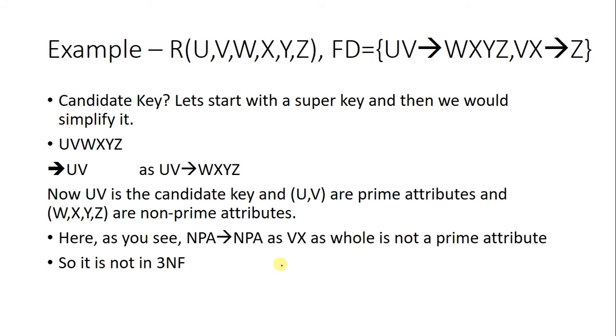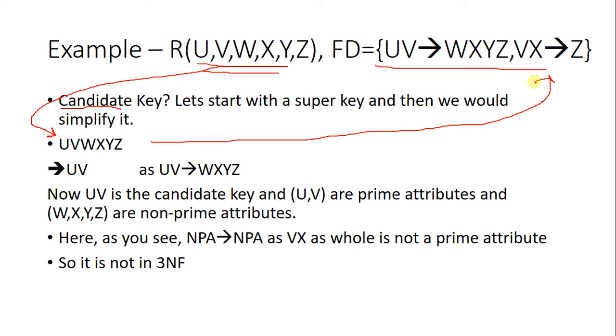Let's say you have a relation with these columns and these functional dependencies, and we need to find the candidate keys. In the start, we combine all these columns to get a super key, and then we simplify this super key using these relations. Here you know that if you have uv, you can determine w, x, y, and z columns. So we have uv here, so we can remove these 4 columns, and we are left with uv. And now uv does not exist on the right hand side, so uv is the only candidate key.